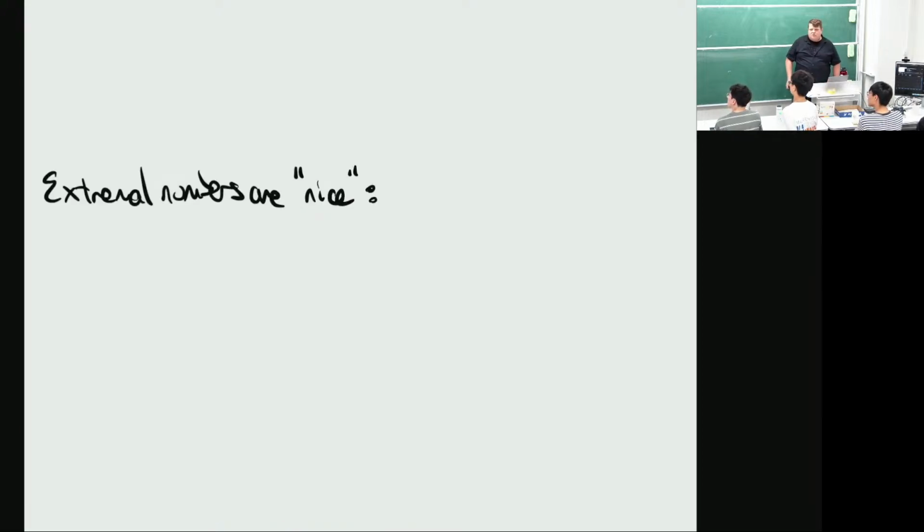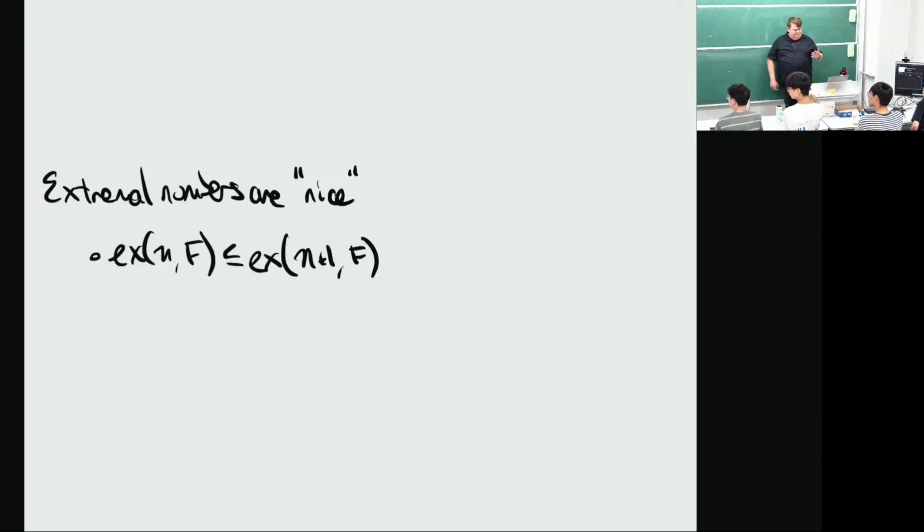Okay, so extremal numbers are really nice, I think. And in particular, they obey some properties that make them relatively easy to deal with. One is that if you increase the number of vertices in your host graph from n to n plus 1, you still have a graph with no copy of F inside it. And so that means that the extremal number can only go up as you add vertices.